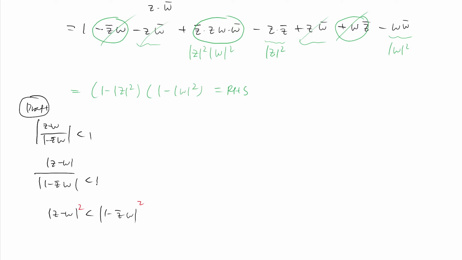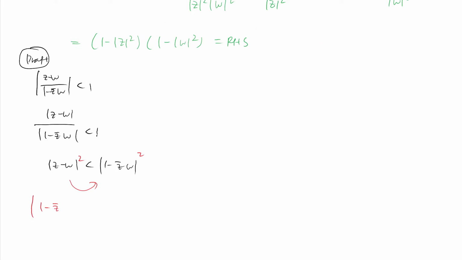Right, square both sides and move this to the right hand side. So I have |1 - z̄w|² - |z - w|², which is less than 1. If you think about what this is, this is just the part we proved in the previous part. That just equals the green part above, which is (1 - |z|²)(1 - |w|²).